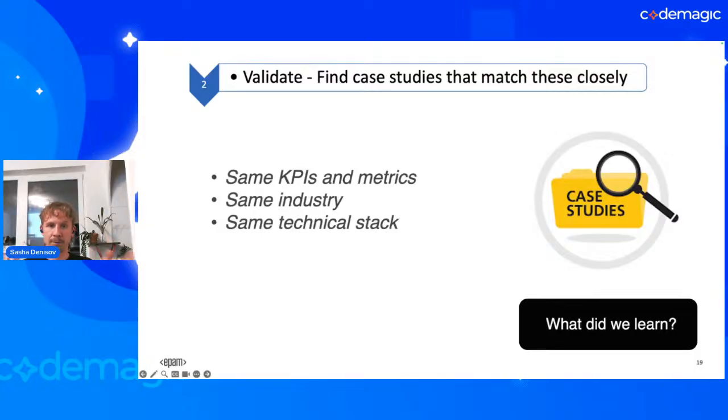Because we have done it before, we do it faster and we do it better. So here is what we usually look for: similar KPIs and metrics, the same industry, the same or similar tech stack. And we ask questions. What did we learn from this? What should we avoid next time? What worked well? What tricks or tools can we use to speed up?